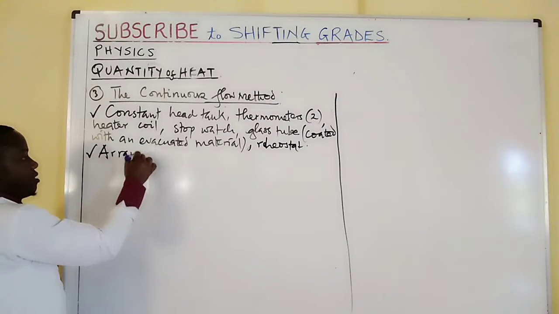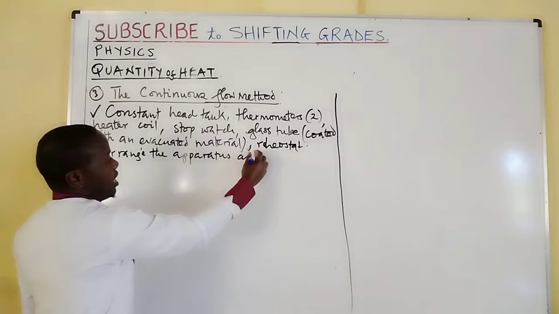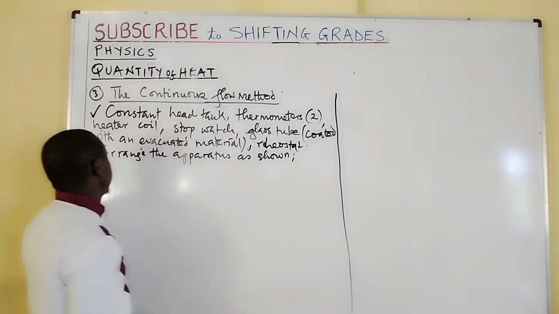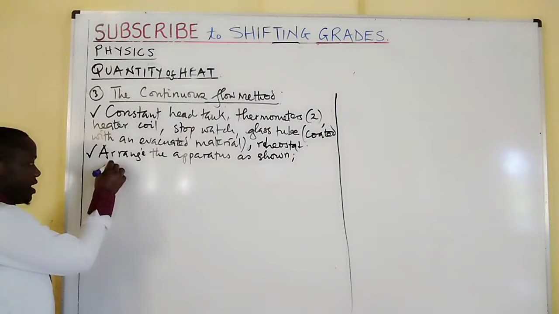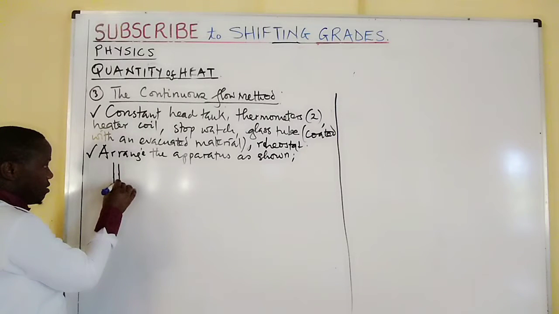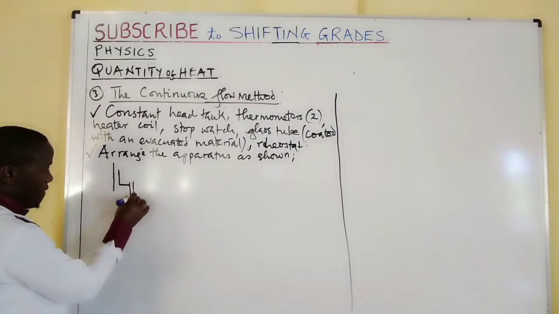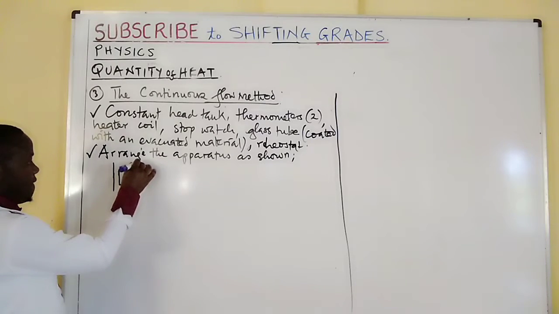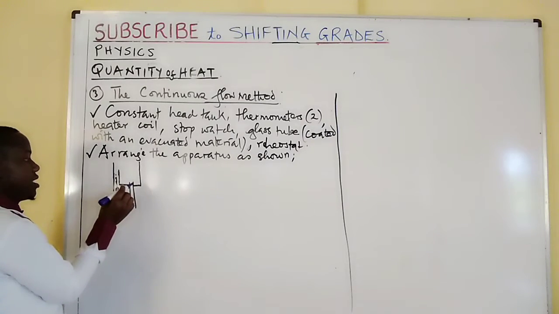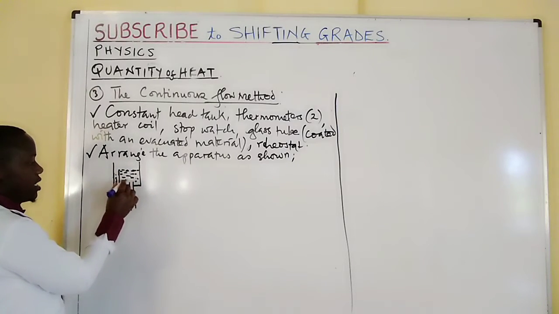Arrange the apparatus as shown. So you can have the constant head tank. This is an outlet pipe where some water can first of all flow out. Then after water reaches this level, you now start the experiment.